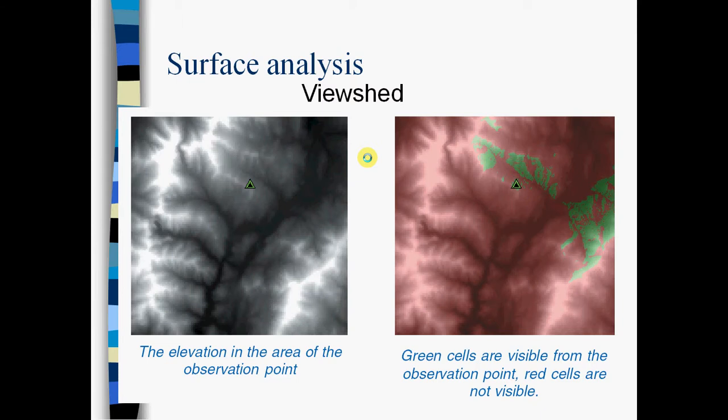Another interesting computation that can be made with DEMs is something called a viewshed analysis. This is an analysis that allows one to compute what areas are viewable from a particular point, and conversely, what areas can see that point. So here's a landscape with certain elevations. Here's a point of interest, and this is the computation of what areas in the landscape can see this point, or what areas a person at this point can see.